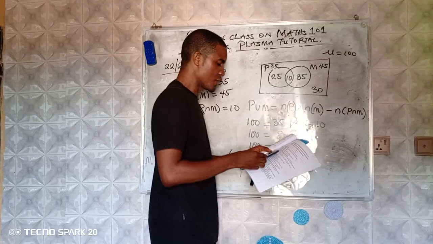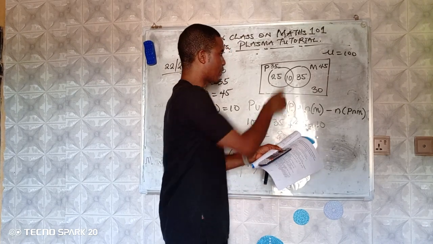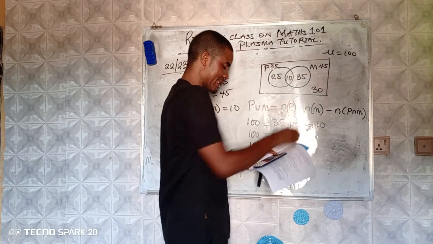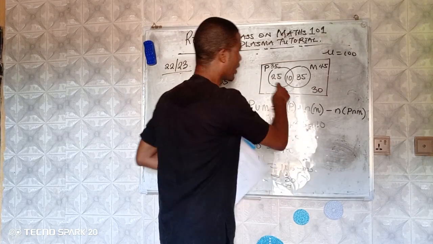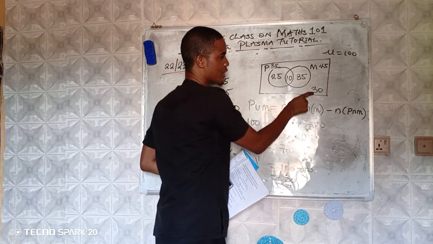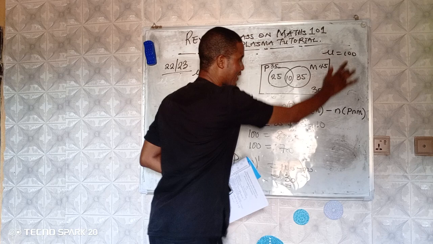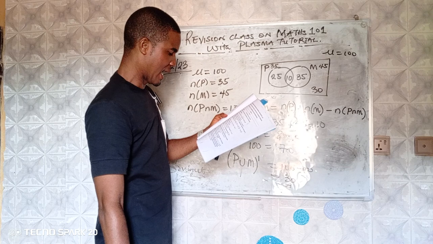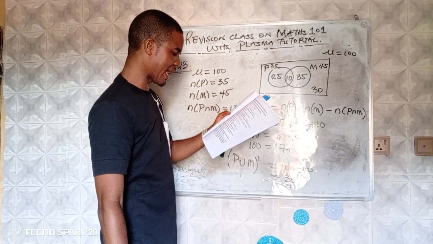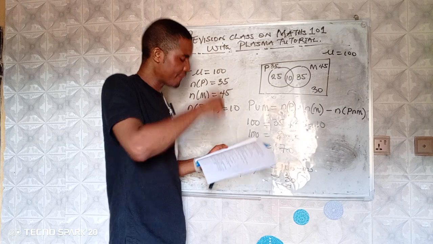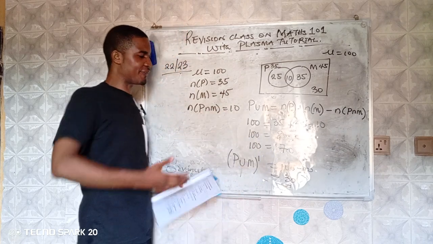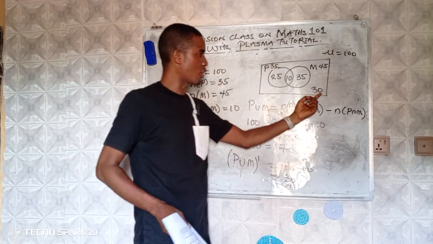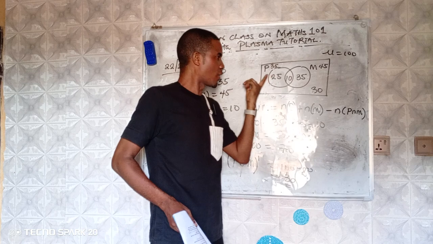So if you want to see, you do 25 plus 10 plus 35 plus 30. Everything will give you what? 100. So this plus this plus this plus this will give you 100. And once it is like that, then you can answer the question. The question we are talking about here says, how many students like neither mathematics nor physics? They don't like math. They don't like physics. The answer is what? 30. 30 students like neither mathematics nor physics. So this is where they are. They are not in mathematics.